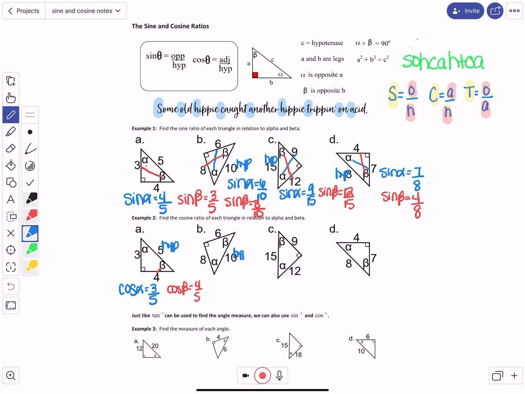All right, here's my hypotenuse. Cosine of alpha, the 8 is right beside of it. It's the closest to it. So adjacent, beside of, the closest one to it. 6 is opposite. It's the furthest away. So 8 over 10.